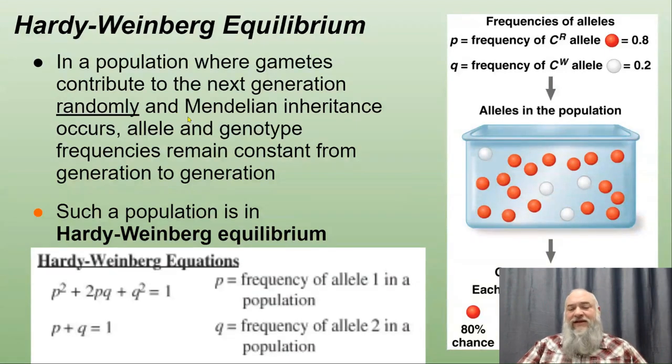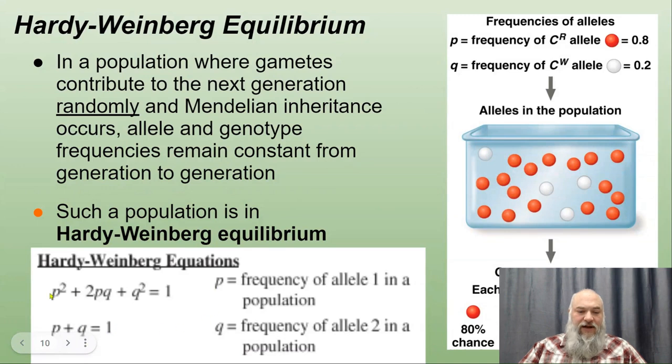And then, of course, we have to have Mendelian inheritance happening. If that's the case, allele and genotype frequencies should remain constant from generation to generation, hence no evolution. So here is the equation. This is literally taken from the PDF of your AP cheat sheet. Here's the equation: P squared plus 2PQ plus Q squared equals 1. And the reminder that the frequencies should always add up to 1, so P plus Q equals 1.